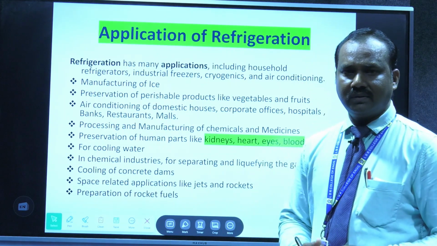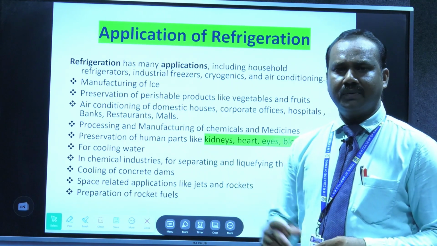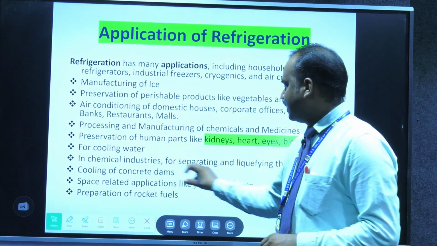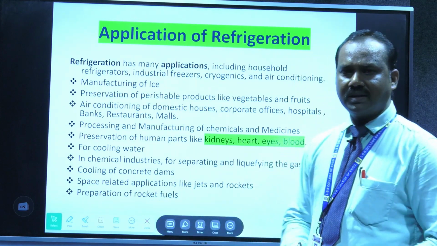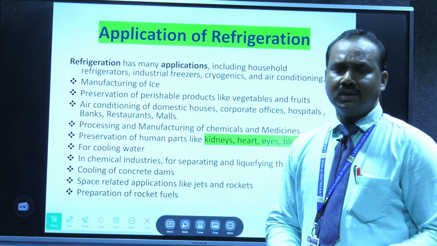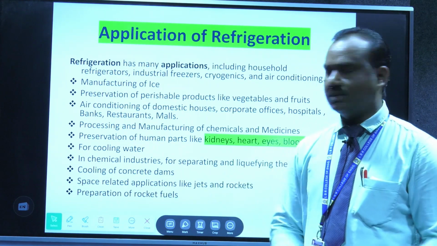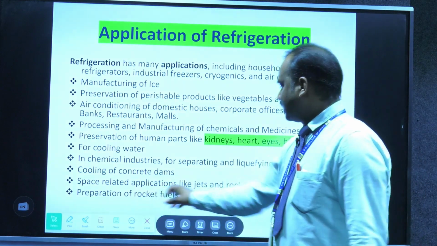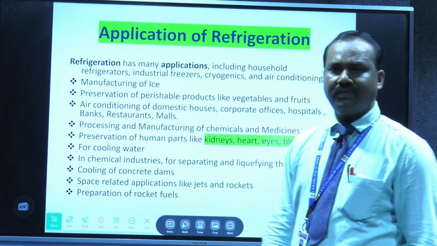Preservation of human parts like blood, eyes, heart, kidney. These are all preserved for a longer period if you provide a proper environment. That is done with the help of refrigeration. So in chemical industries, for separating and liquefying gases, we require refrigeration. Heavy dams are generally constructed over rivers, the life period of a dam may be 200 years, 300 years. So while construction of a dam, you need to cool, because you need to increase the strength of the dam. It depends on cooling rate. So in most cases we are using chilled air or chilled water for cooling of dams. Space related applications like rockets, jets, preparation of rocket fuels. These are all some applications of refrigeration.